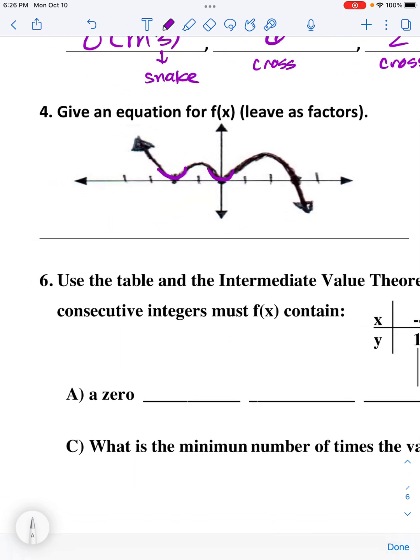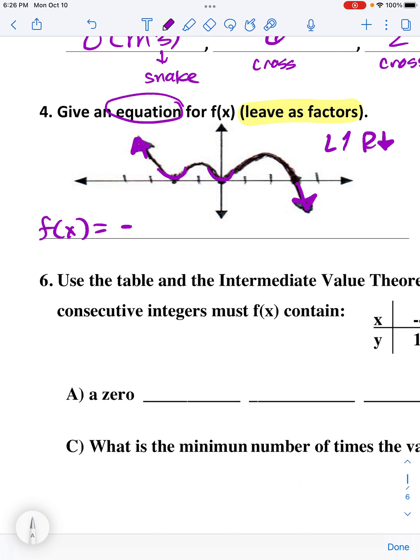Okay, this is definitely going to happen. You leave it in factor form, but it says give an equation. Equations have equal signs, so do that. Now, be conscious of what you know, my friends. This is the right end, and it is going downward. You need a negative out front. The left end is going up.